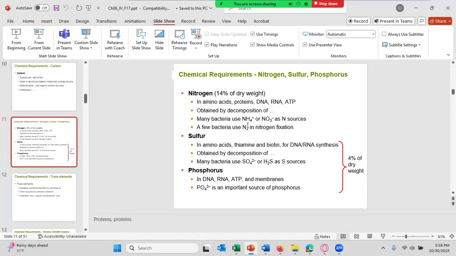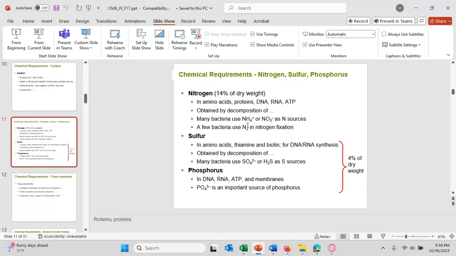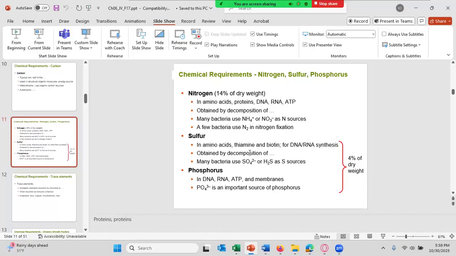All right, sulfur, another chemical required by cells. Amino acids, the B vitamins thiamine and biotin, as well as DNA and RNA, all require a sulfur source. For most cells, most sulfur is obtained by decomposition of proteins. But many bacteria can use sulfate, SO4 2 negative, and a few bacteria can even use sulfur in hydrogen sulfide gas, H2S.